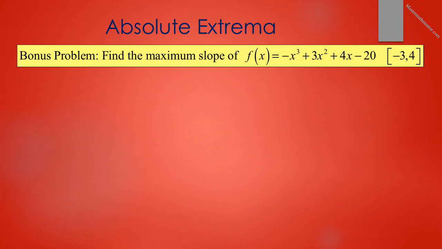As we will see in the next two videos, many times in calculus we are asked to maximize or minimize a quantity. In these problems we found the maximum value of a function, but we can also maximize other types of expressions. So in this bonus problem we are asked to find the maximum slope of f of x equals negative x to the third plus 3x squared plus 4x minus 20 on the interval negative 3 to 4.